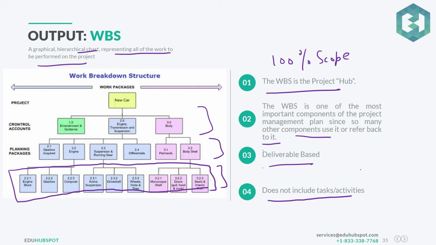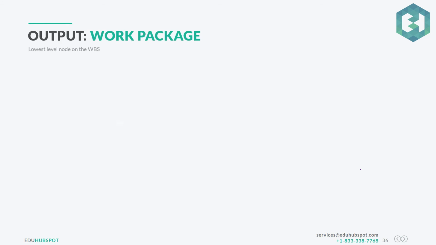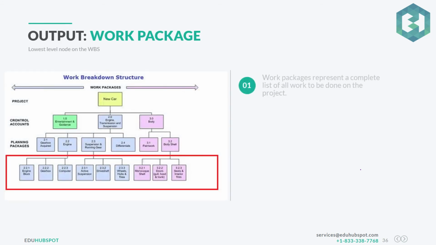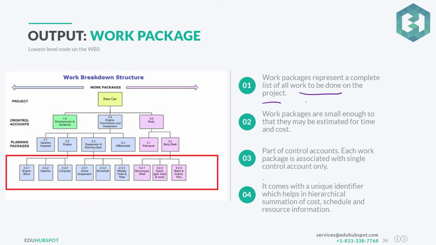WBS is actually at a work package level, which is the lowest level. When we decompose the work package into activities, that is something which we would be doing in the schedule management knowledge area, not now. Then if you see the lowest level on the work package, this is the WBS. So work package represents a complete list of work to be done on the project. So it's at the lowest level. So basically your team would be concentrating on this work package. They are small enough so that they may be estimated for time and cost.